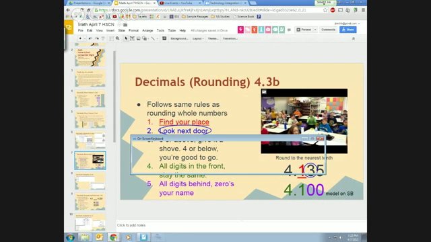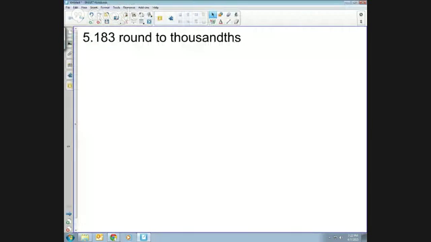There we go. All right. So for instance, if I have 5 and 183 thousandths, and I wanted that rounded to hundreds, that should say hundredths, because you can't round to the thousands. If you are rounding to the hundredths, pretend that says hundredths. All right, if you're rounding to the hundredths, first step, who remembers what the first step was?